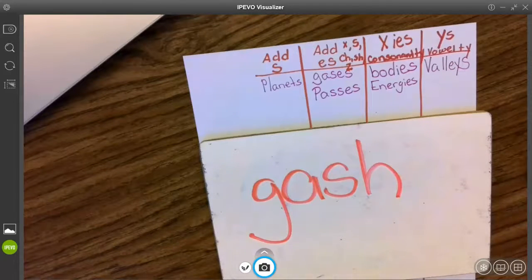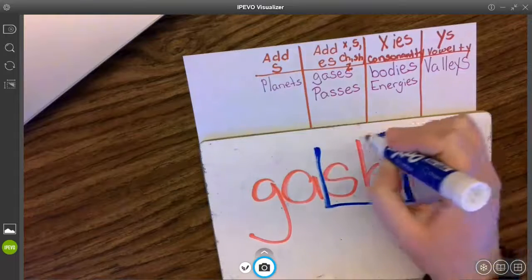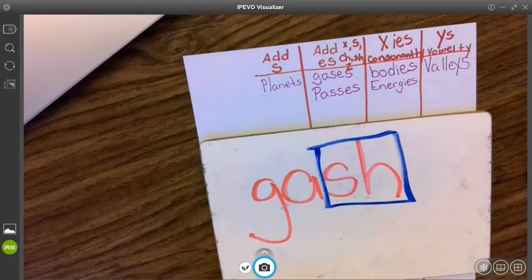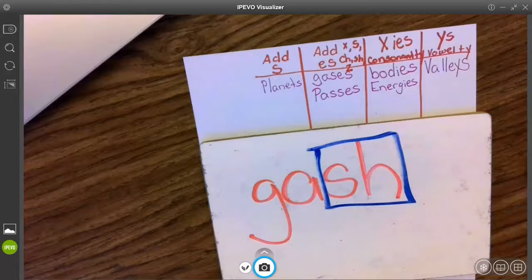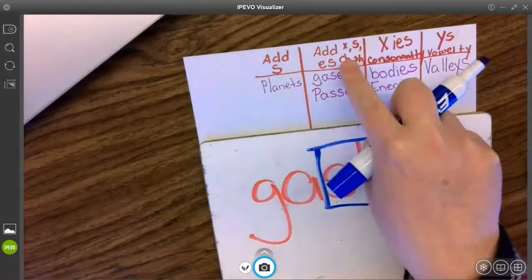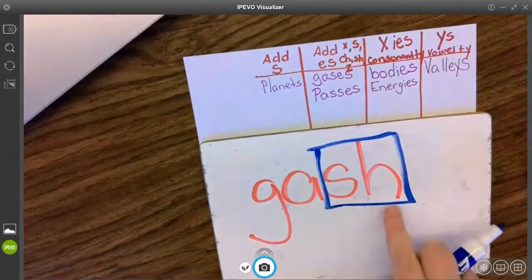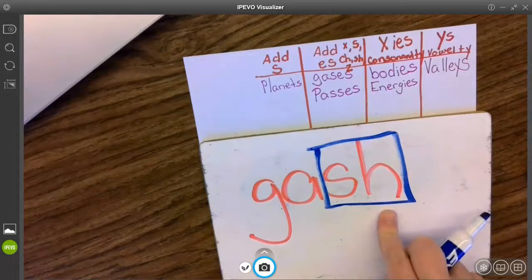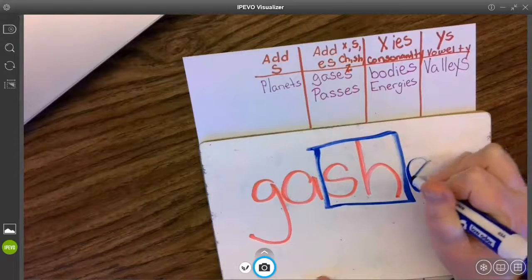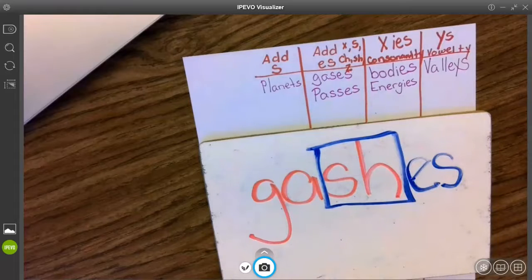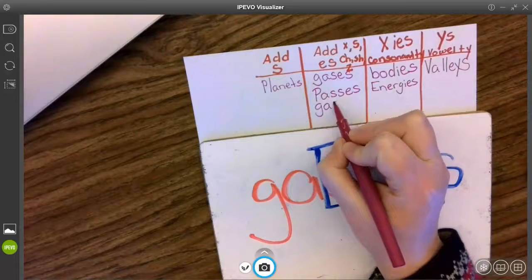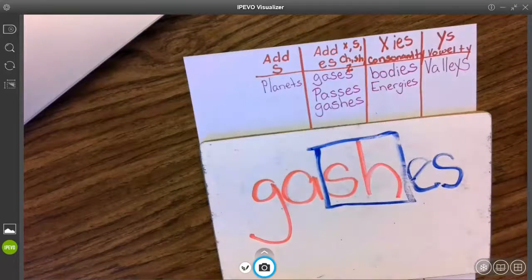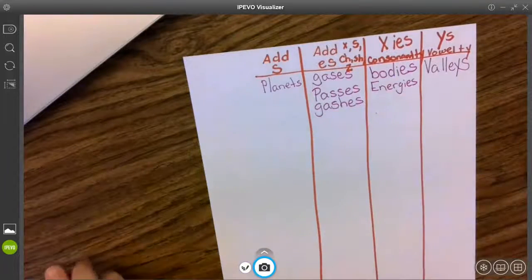How does the word gash end? Well, it ends in an SH. Look at the chart. It doesn't end in a Y, so we don't need to worry about that. Does it end in an X, an S, a CH, an SH, or a Z? Yeah, it ends in an SH. So that means we're just going to add an ES to the end for gashes. Like that. All right. Let's keep reading.